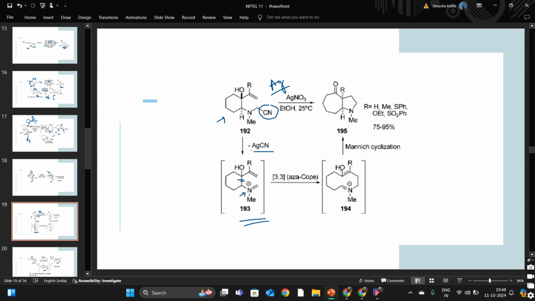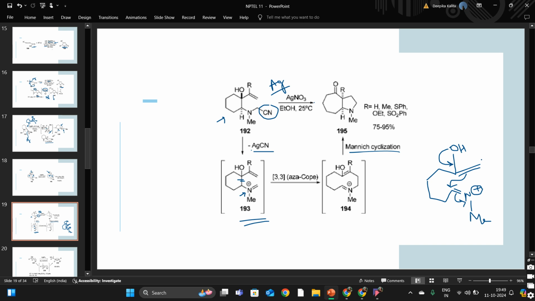After this step, what happens, this oxygen lone pair will push. Okay, I'll show separately so that it is better to understand. We have this hydroxy group and this double bond here. Then we have the positively charged nitrogen atom. So this oxygen atom is going to push its electron pairs towards the double bond, and this double bond will undergo attack at this carbon atom, which is basically following the Mannich cyclization, and the nitrogen atom is going to be neutralized.